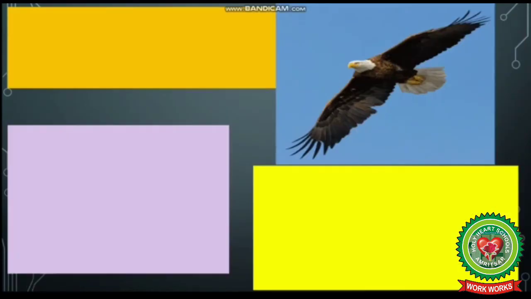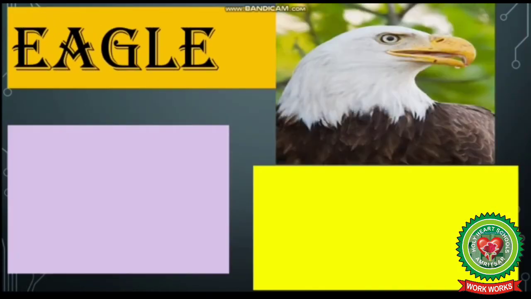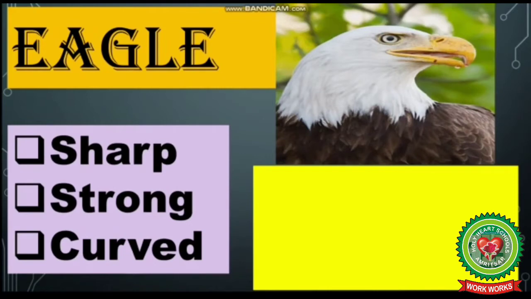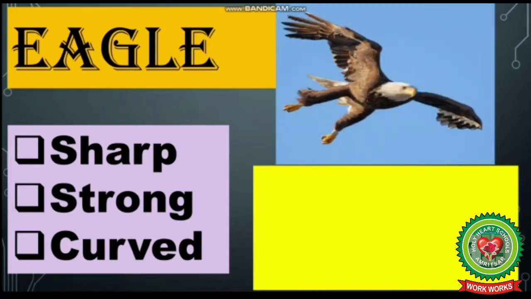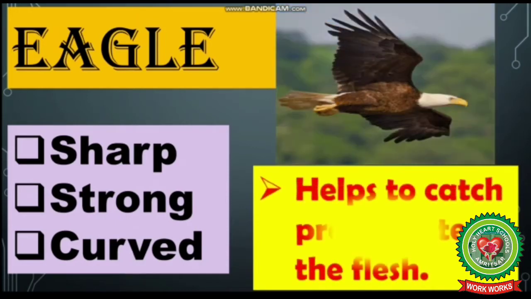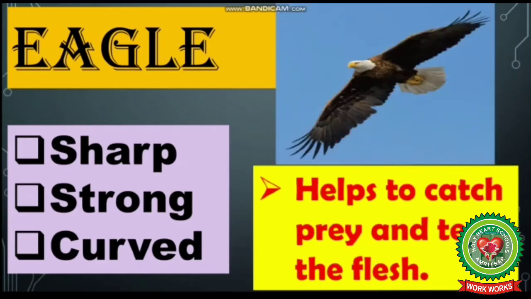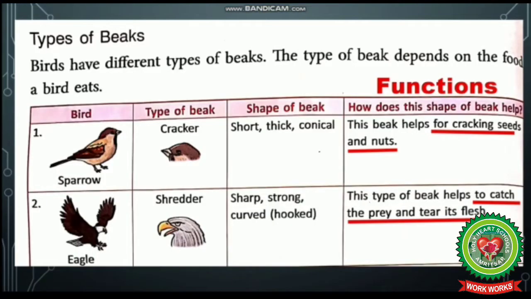Now number 2, eagle. It has shredder type of beak and its shape is sharp, strong and curved. And students, this type of beak helps to catch the prey and tear its flesh. So underline to catch the prey and tear its flesh.